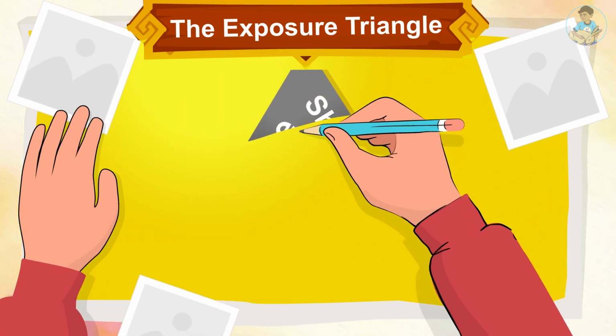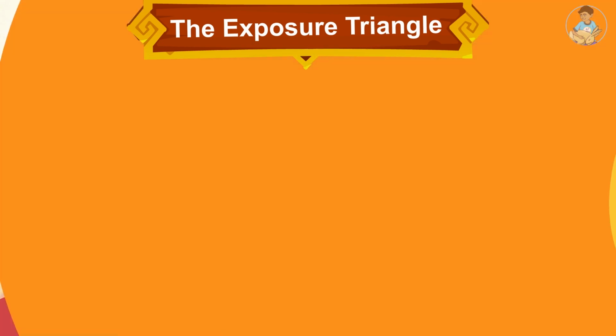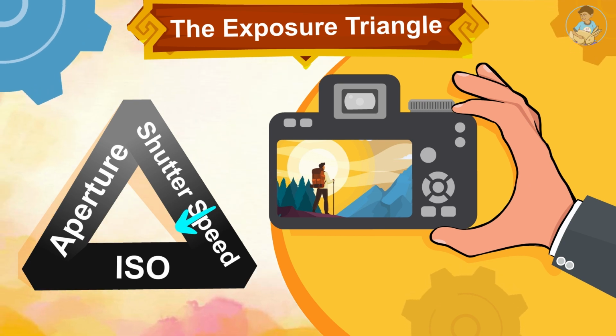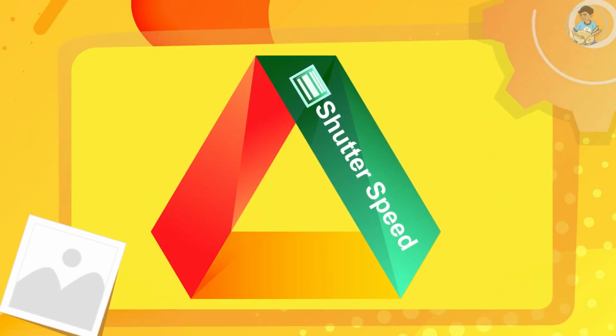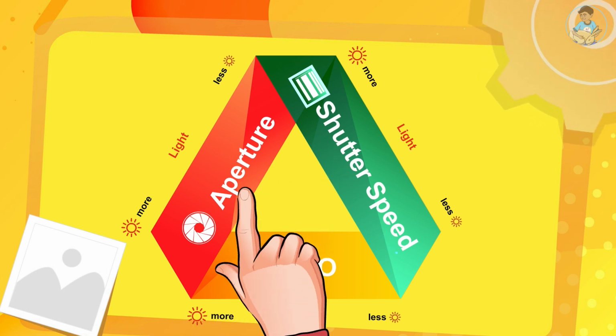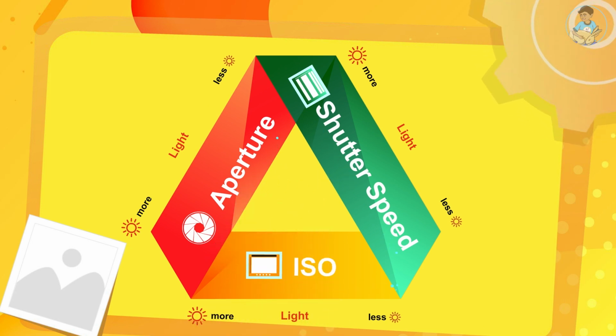The exposure triangle. There is no one single setting for adjusting the exposure in a camera. It is a combination of 3 different settings known as the exposure triangle. Those settings are shutter speed, aperture, and ISO.